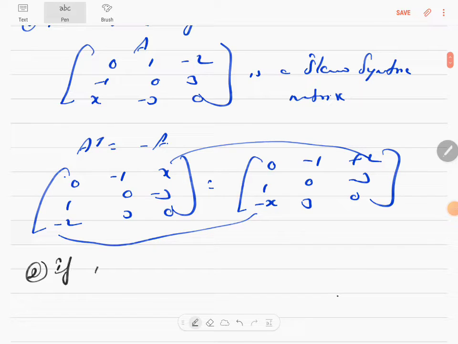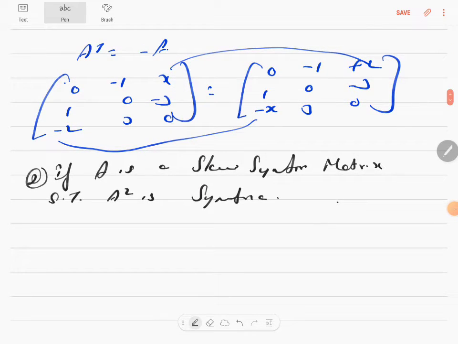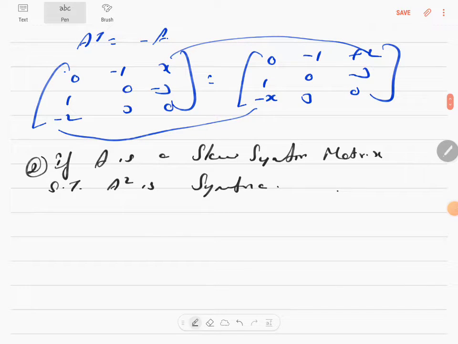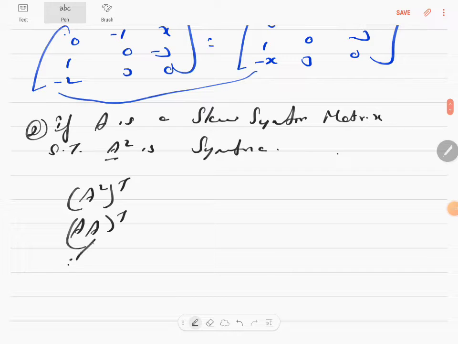If A is a skew symmetric matrix, show that A square is symmetric. Whenever you have to prove something is symmetric, you should take its transpose. So take A square and transpose it. A square the whole transpose can be written as A transpose into A transpose, in descending order. It doesn't matter. But A is skew symmetric, which means A transpose itself is minus A.